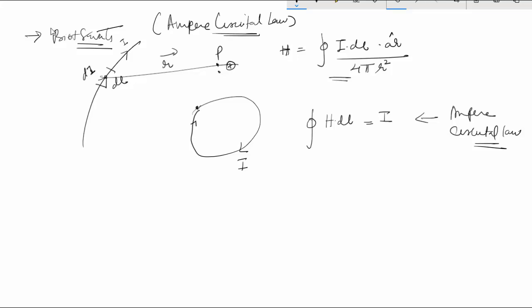Also, this gives what is known as the Maxwell's third equation for electrostatics or static electricity and magnetism.